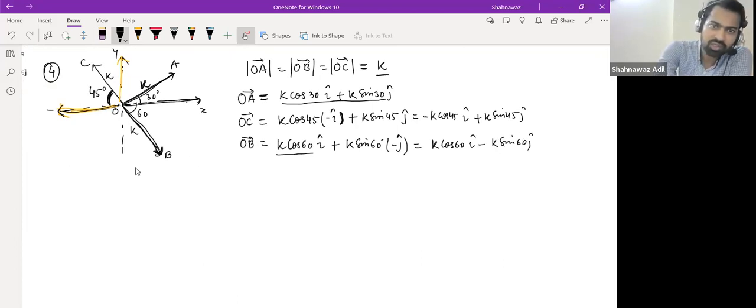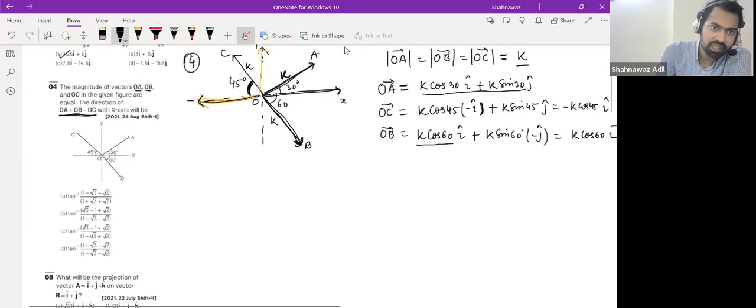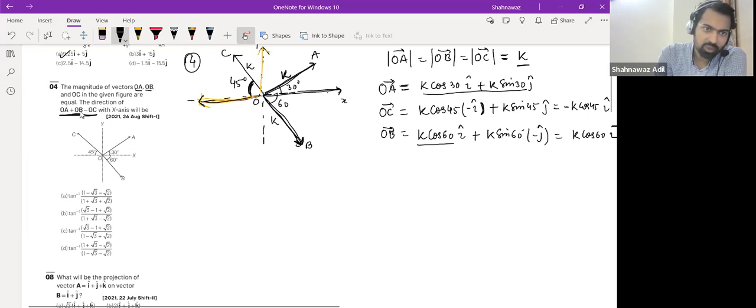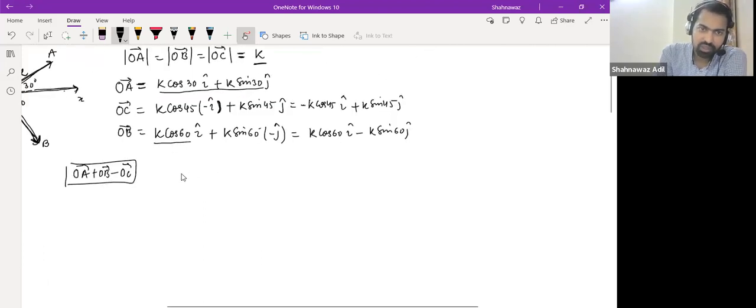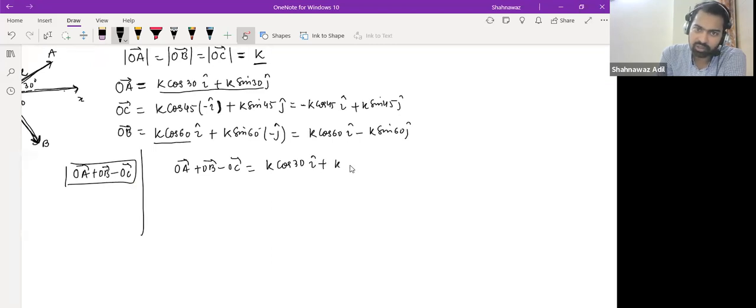What we need to find out is the direction of OA plus OB minus OC. So first we need to find the vector OA plus OB minus OC. So let us find this one. OA plus OB minus OC would be how much? OA is K cos 30 I plus K sin 30 J, and then OB.